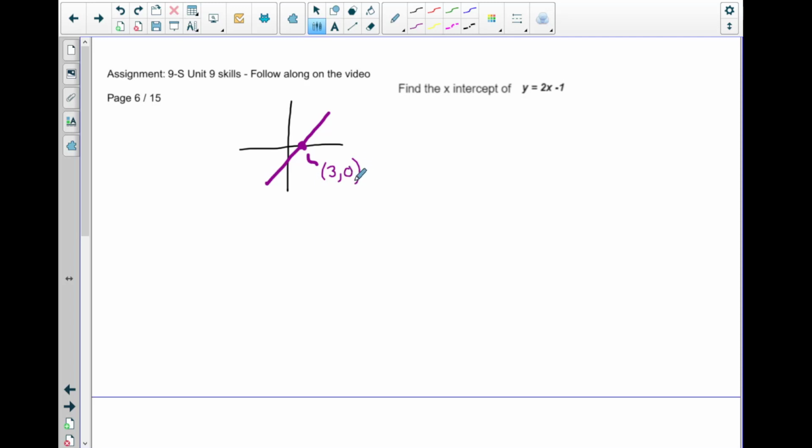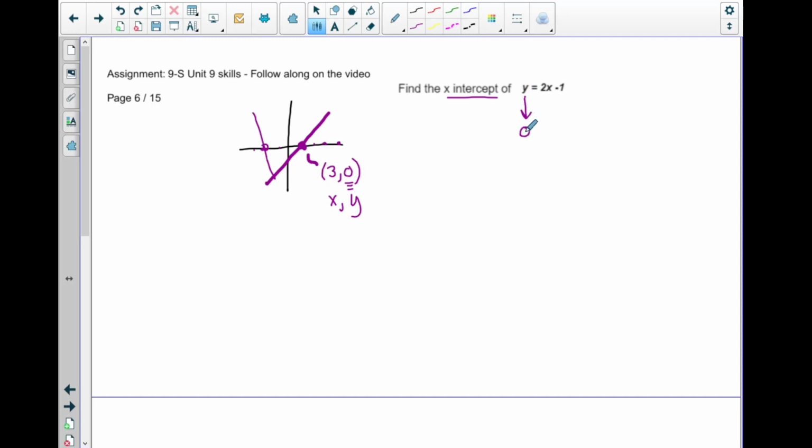And a 0 for y. Any point on this line, any x-intercept. So here's a different line going through the x-axis. That point is going to have a y value of 0. The x value will be negative 2 or negative 1 or whatever. So when I want to find the x-intercept, I know one thing. I know that the y value, x comma y, the y value is always 0. So we're going to replace y with 0.